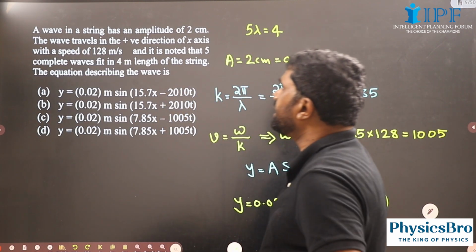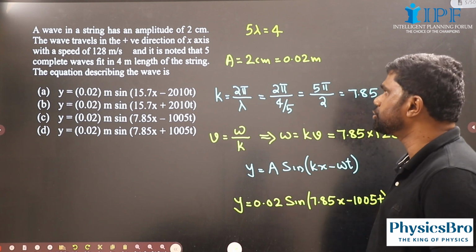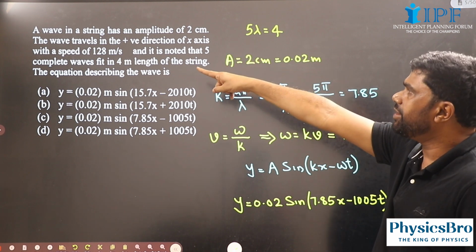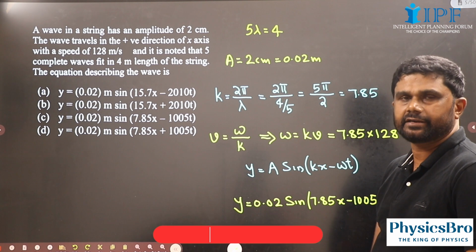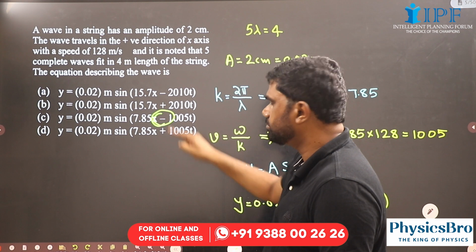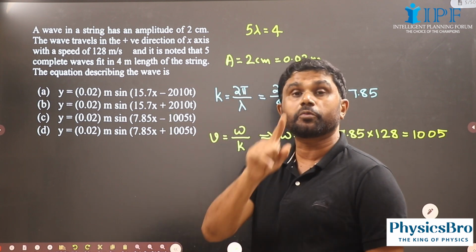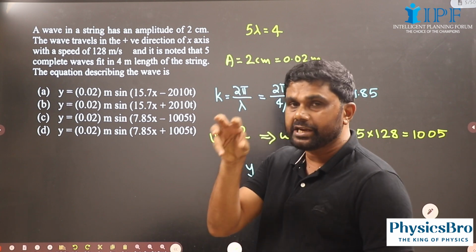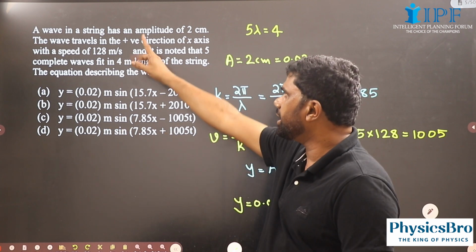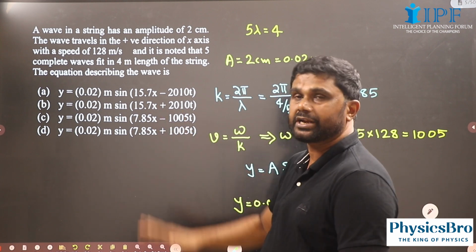And next, a wave in a string has an amplitude of 2 centimeter, which is actually 2 into 10 raised to minus 2 meter, written as 0.02 meter. The wave travels in the positive x direction. Children, if the wave is propagating along the positive x direction, there will be a minus sign in between: kx minus omega t or omega t minus kx means the wave is propagating along the positive x direction. If there is a plus sign between omega t and kx, then the wave is propagating along the negative x direction. But here the wave is propagating along the positive x direction, so there should be a negative sign in between kx and omega t.